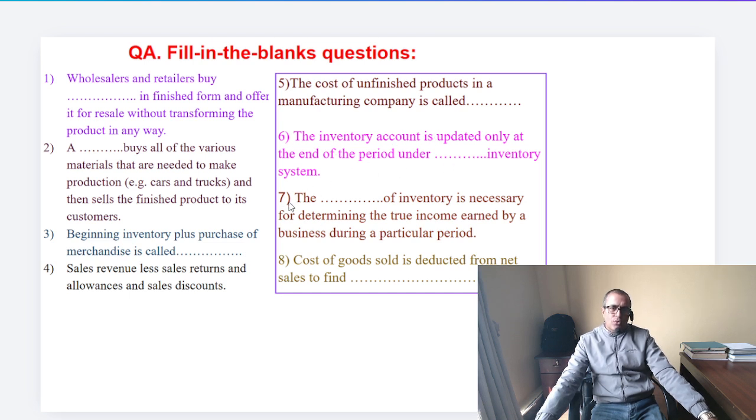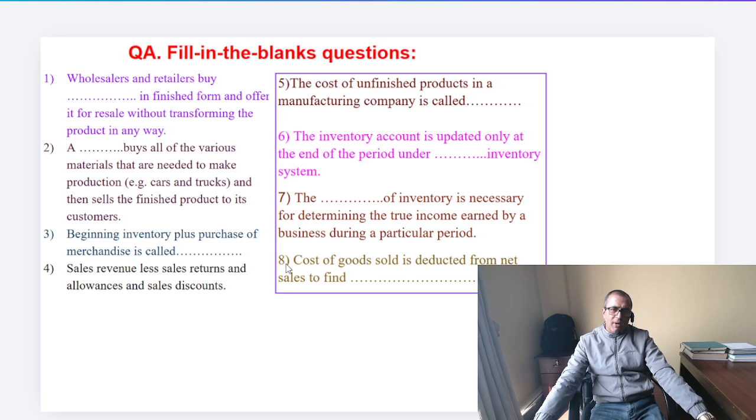Okay. So look at question number 7. This is all about valuation of inventory, which is necessary for determining the true income earned by a business during a particular period. The valuation of inventory is necessary for determining the true income earned by the business during a particular period. So this is all about your financial statement part. We have to value the ending inventory rightly, okay, so that we can represent a true picture of our financial position.